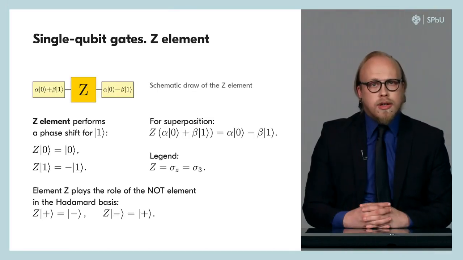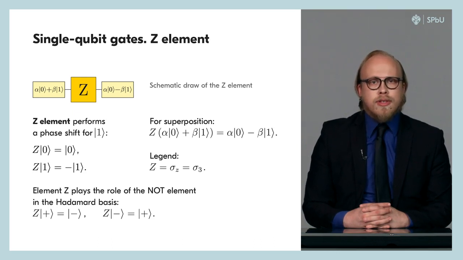The next element that we consider is the element z. When the element z acts on the state vector 0, it does not change it. And when the element z acts on the state vector 1, it also does not change it, but the minus sign appears in front of it. That is, the state vector 0 and the state vector 1 are eigenvectors of the operator corresponding to the element z, and +1 and -1 are the corresponding eigenvalues.